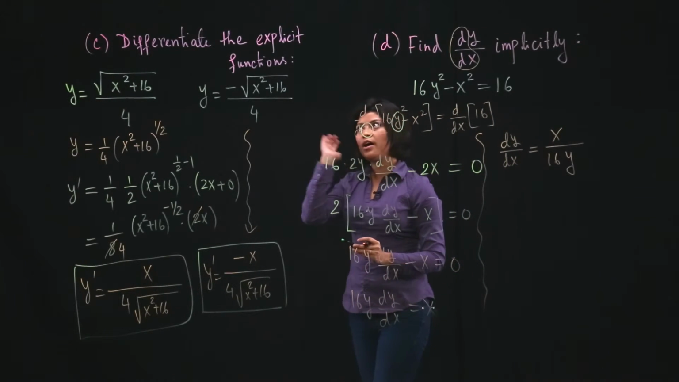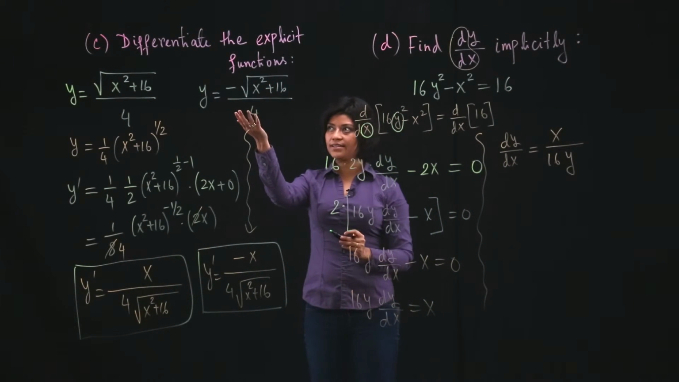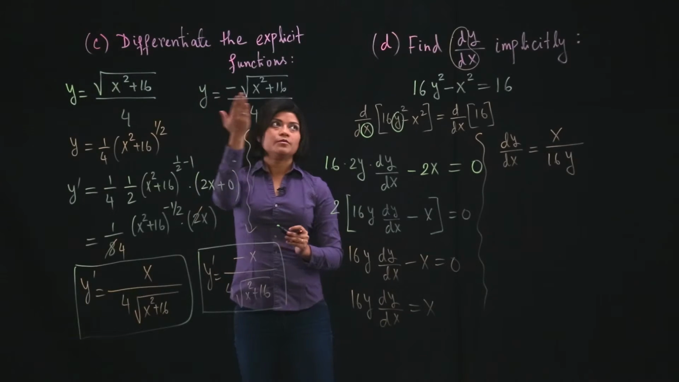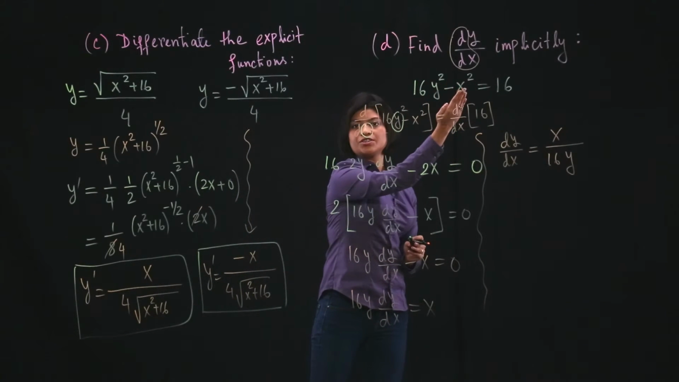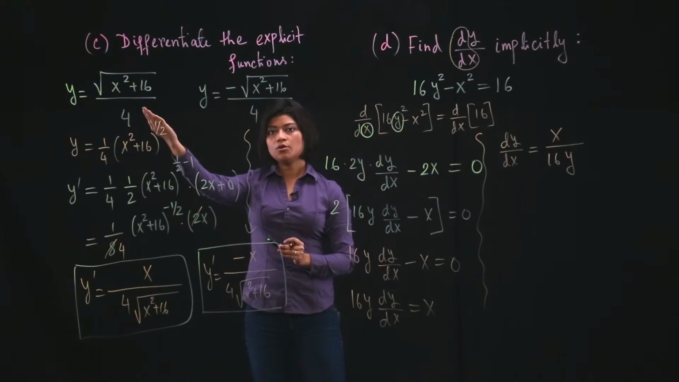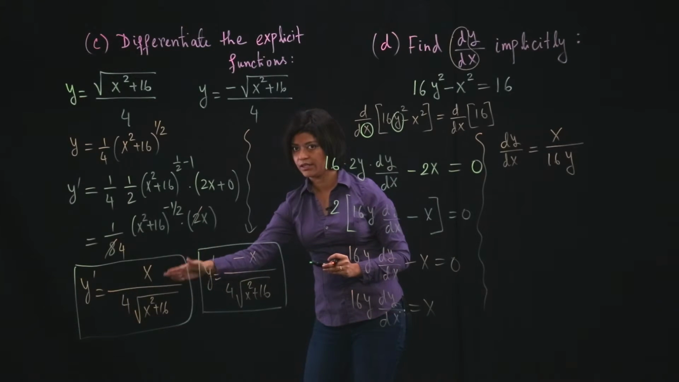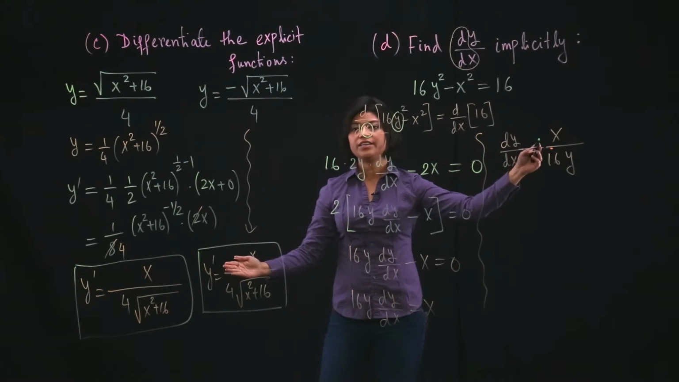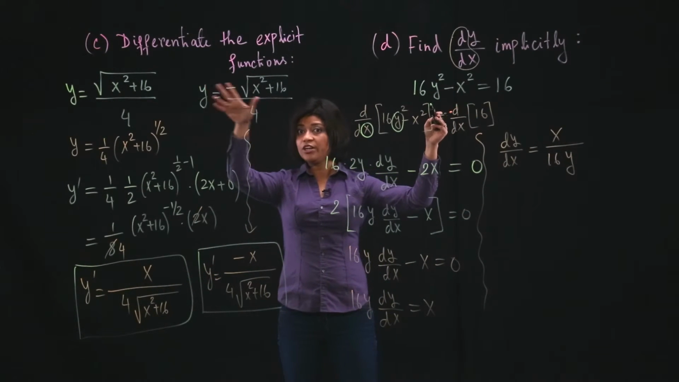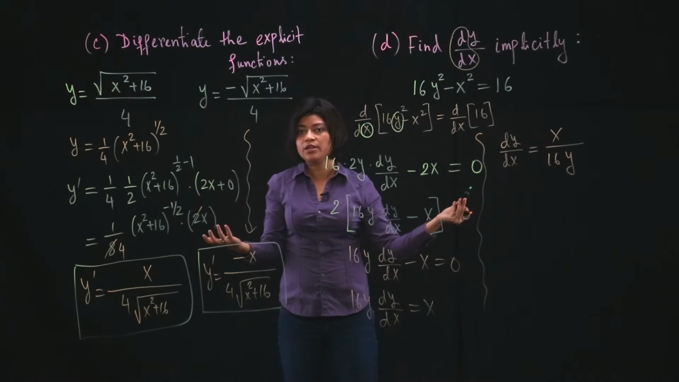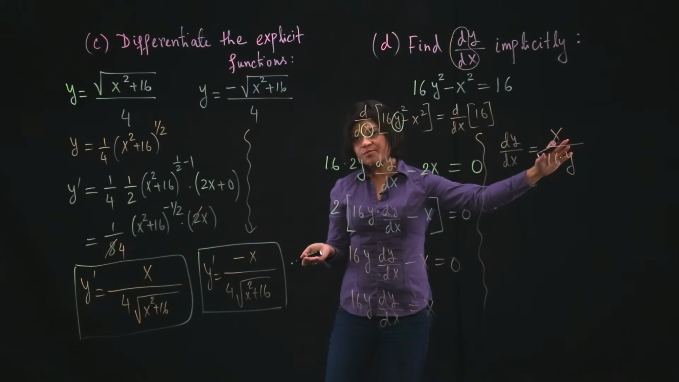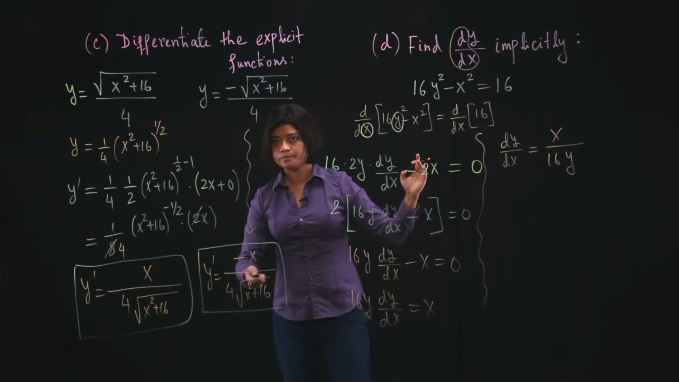Now notice that in part C and D, we are looking at similar functions. So we started with this implicit equation, and we solved for y, and we found these two explicit forms. So the derivatives that we got in part C and part D should be the same derivative, because the graphs of the functions we got here and this equation are similar, right? Now let's check that. Is this dy/dx expression the same as these two?